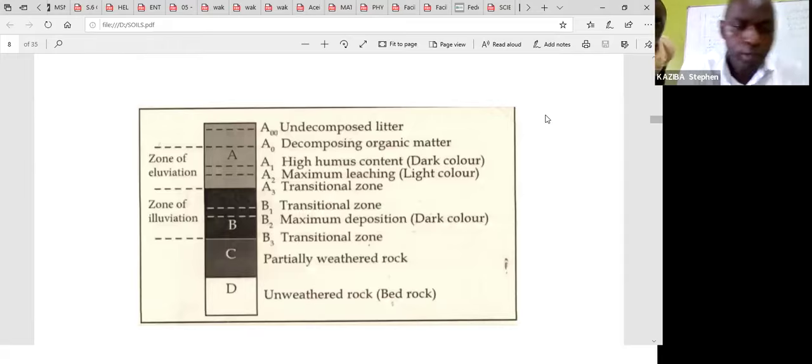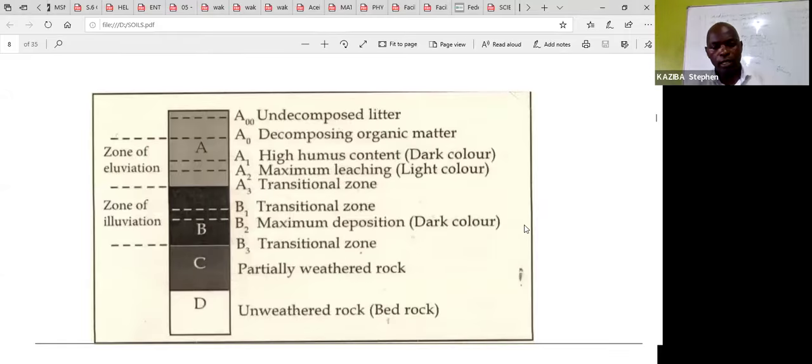So, when they say describe the characteristics of a soil profile, that's what you should do. Define, the 2 definitions that you saw there. Draw it very well. When you're done with the drawing, you describe. A well-developed soil profile is made up of 4 layers. A horizon, which is subdivided into A00, which is made up of undecomposed litter; A0, which is made up of decomposing organic matter; A1, which has a high humus content; A2, like that. Then when you're done, describe, then go to the factors.